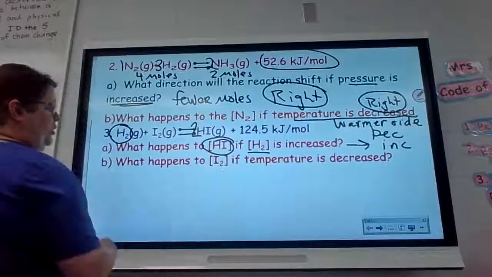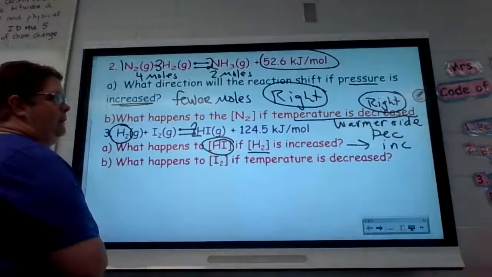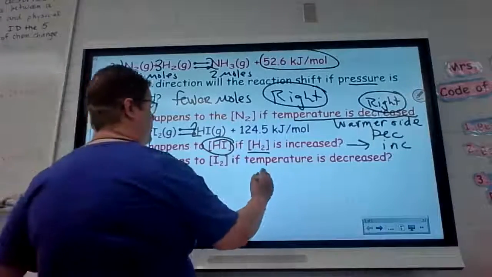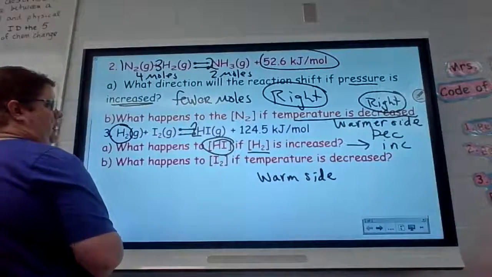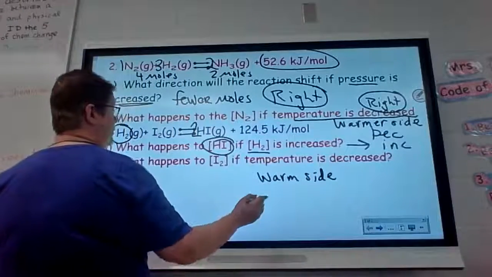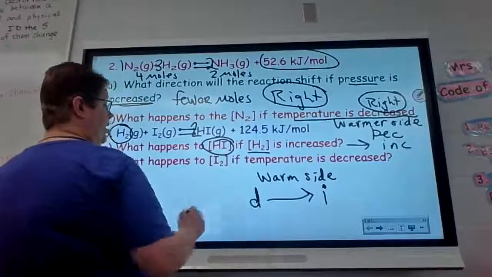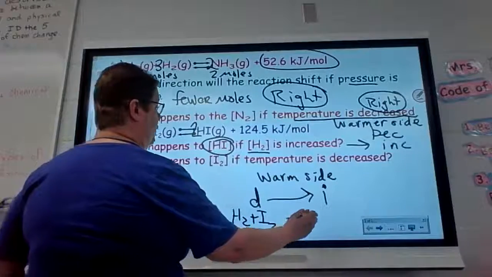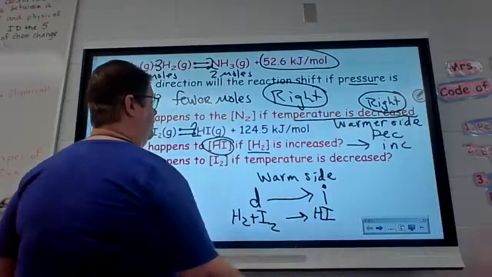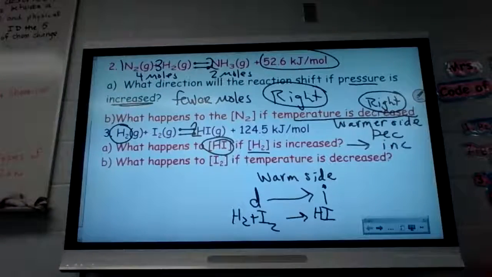What happens to I2 if temperature is decreased? So if I lower the temperature, it goes to the warmer side. So what side is the number on? The product side. So it goes to the right. So on the right will increase, here will decrease. So H2 plus I2 will become HI. So what will happen to I2? It will decrease. Questions?